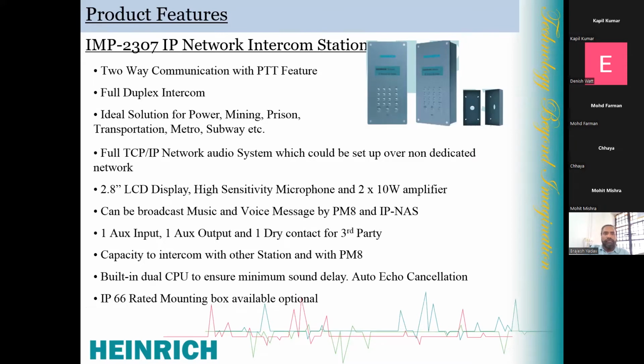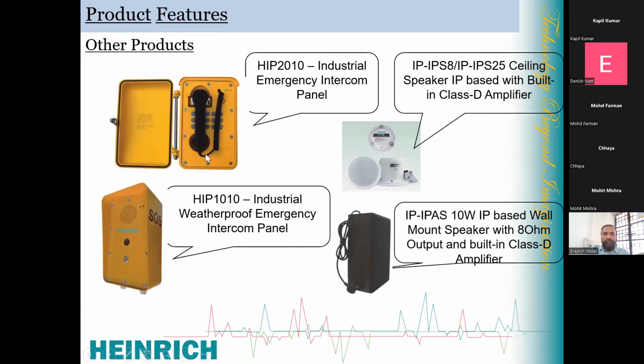And all the intercom devices are IP66 rated. You can install them anywhere, on an outdoor location or on indoor premises. These are industrial grade intercom devices which are used in oil and gas and similar applications. You just have to connect these devices over the network and you can have a two-way communication system within the system.